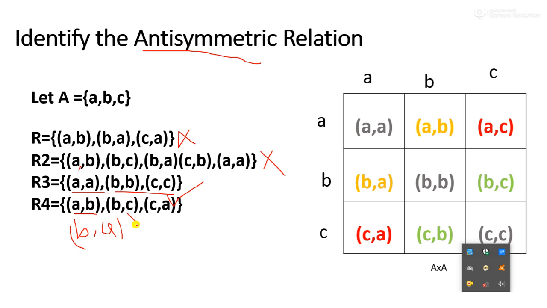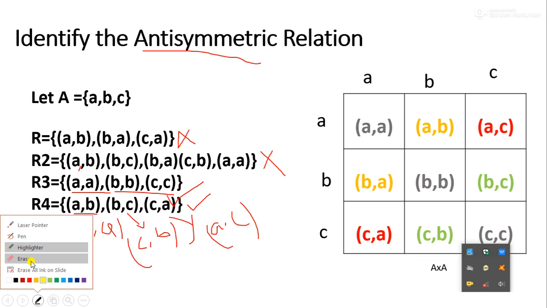R4, the symmetric of BC is CB. So we don't have CB in this relation, and the symmetric of CA is AC. So we don't have AC here. So therefore this relation is antisymmetric.